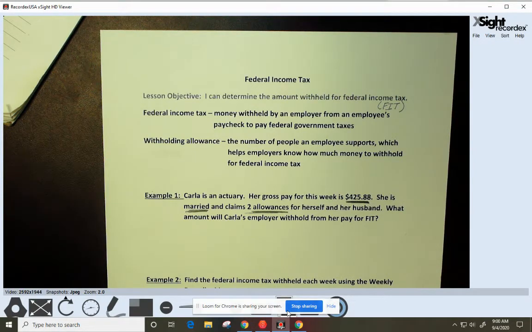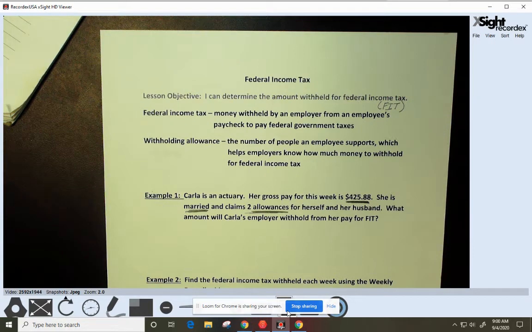Our withholding allowance, or what some people will refer to later on as exemptions, they are the exact same thing. That is the money that the employee supports. That's the number of people that you support. You get a certain amount of money off before you pay for taxes. Then your employer will take that money off. They will look and figure up in either the table method or the percentage method how much taxes you would actually have to pay.